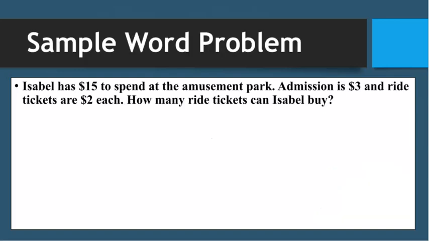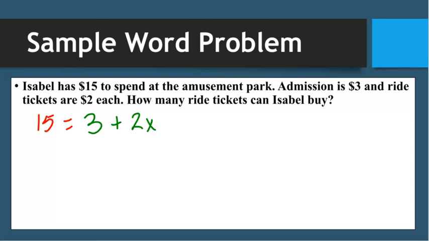Isabel has $15 to spend at the amusement park. Admission is $3 and ride tickets are $2 each. How many ride tickets can Isabel buy? So the first thing we have to do is come up with our equation. Well, she has $15, and with those $15, we need to determine how much she can spend. She can spend $3 to get in, plus $2 for each ticket she has. So I'm going to use x for the number of tickets she can get. So our equation is 15 equals 3 plus 2x.